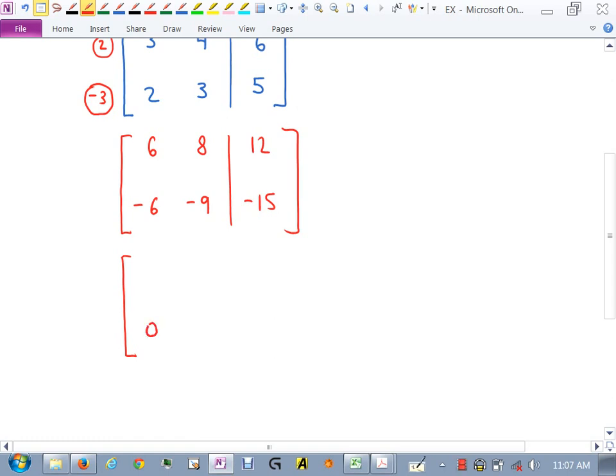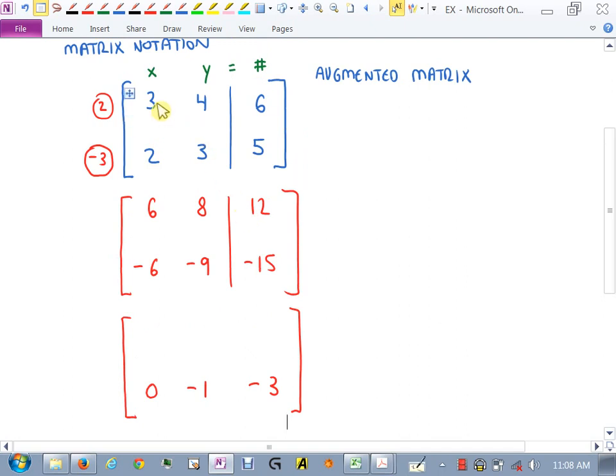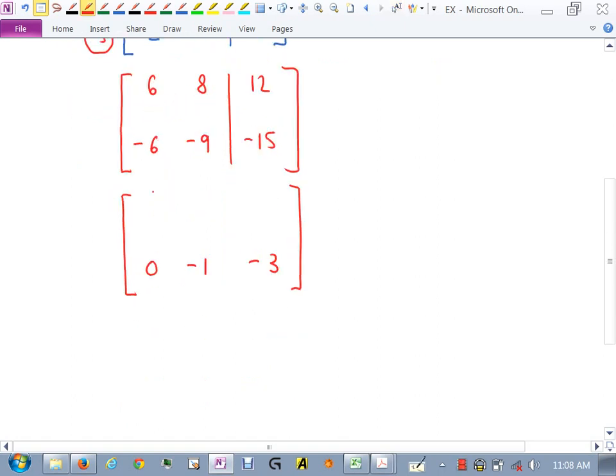Careful. 0, -1, -3. And then what about the top row? I can do 6, 8, 12. I could even do -6, 9, -15. I could even do 3, 4, 6, or 2, 3, 5. Any of these, right? I'm going to go back to the original one, 3, 4, 6.